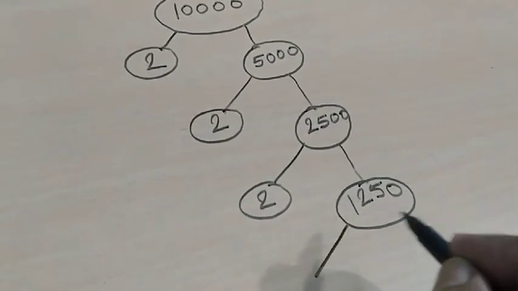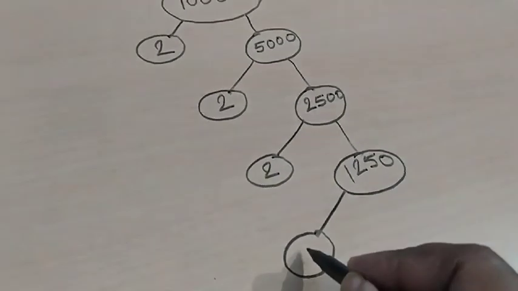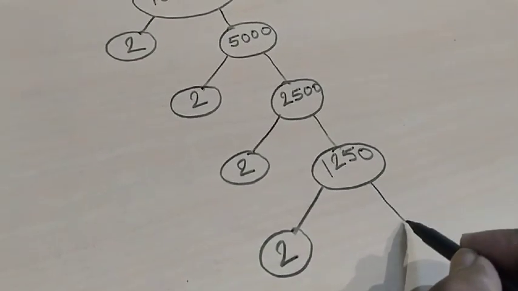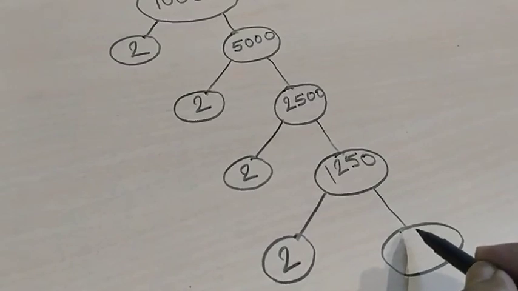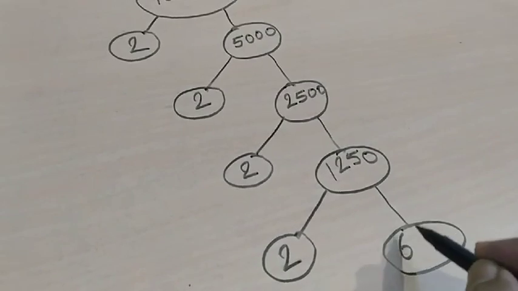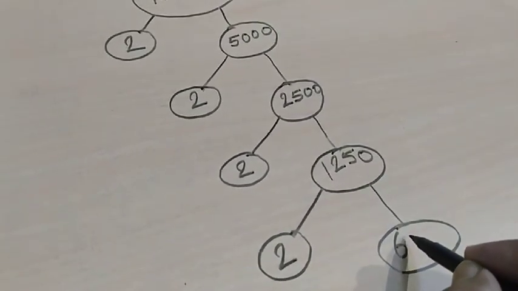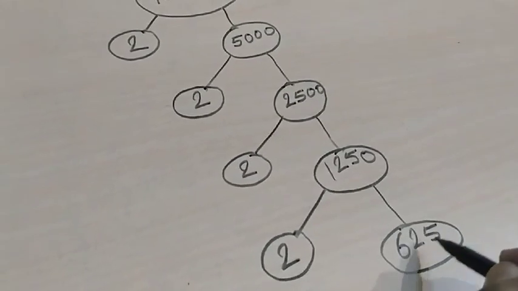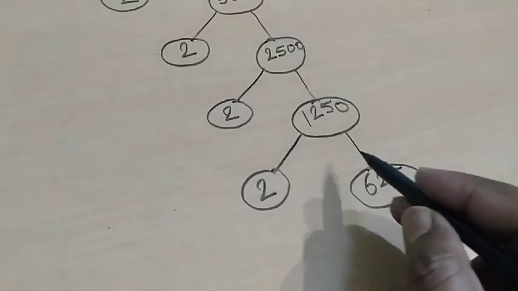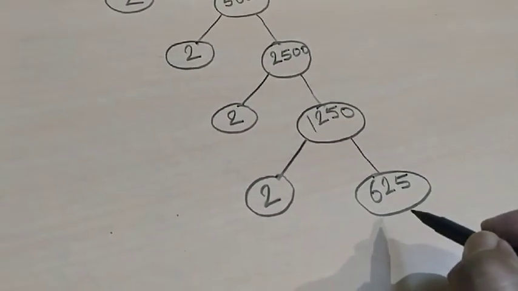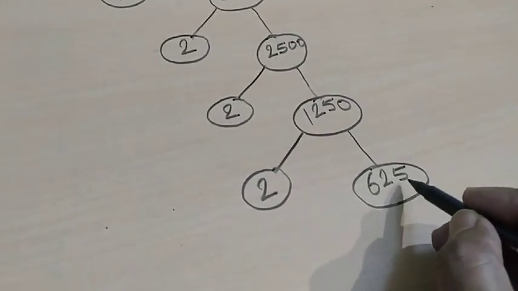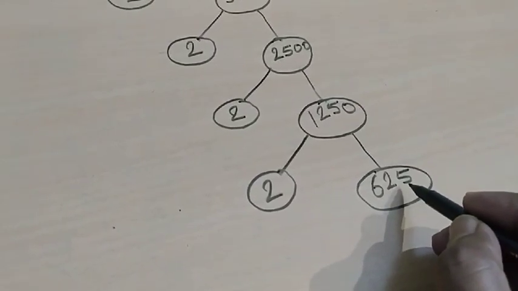Now here the unit digit is 0, so we divide by 2 also. This is the factor tree method. If we divide 1,250 by 2, we obtain 625. Now here the unit place is 5, so it is not divisible by 2.